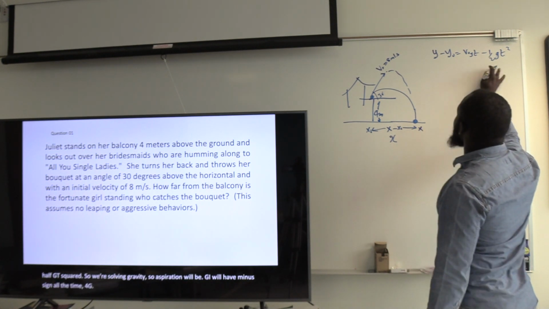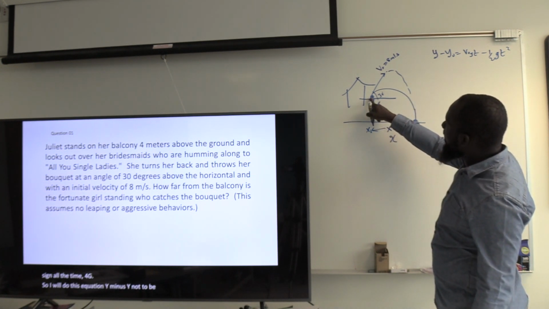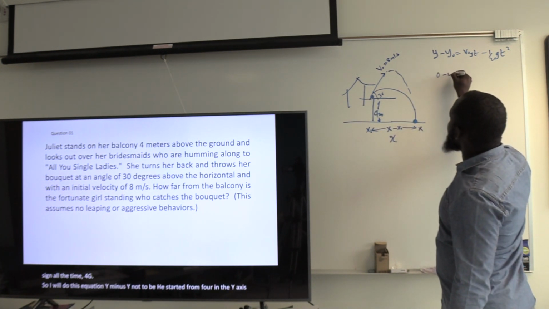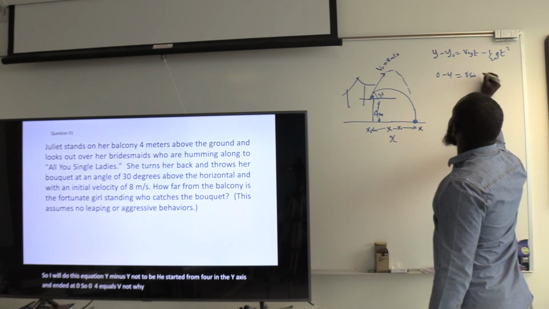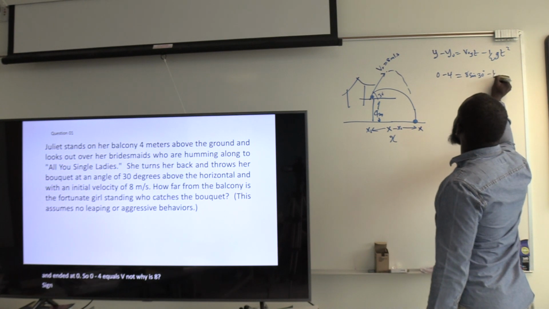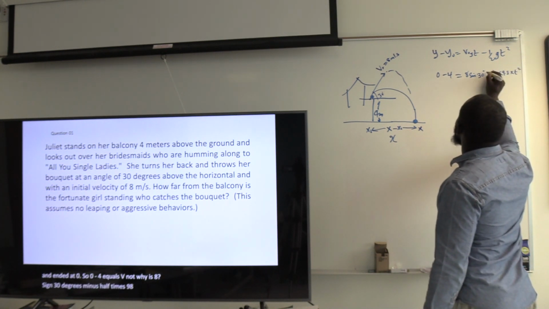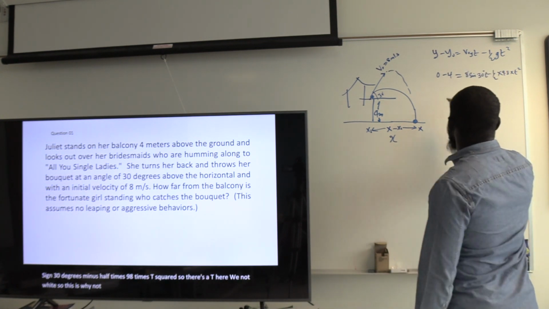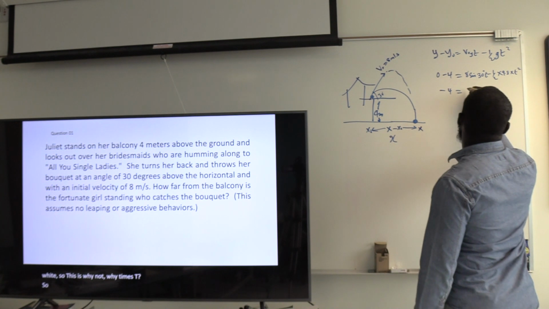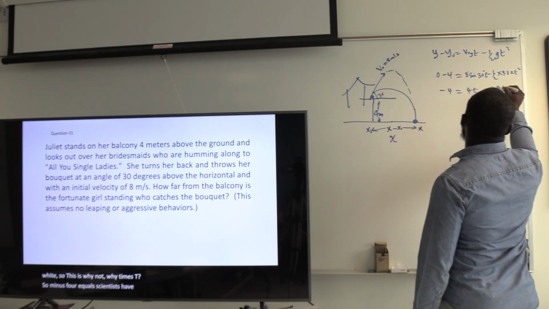Okay, so when we do this equation, y minus y naught will be, it started from 4 on the y-axis and ended at 0. So 0 minus 4 equals v naught y, which is 8 sine 30 degrees, times t, minus half times 9.8 times t squared. So minus 4 equals, sine 30 is half, 4t minus 4.9 t squared.